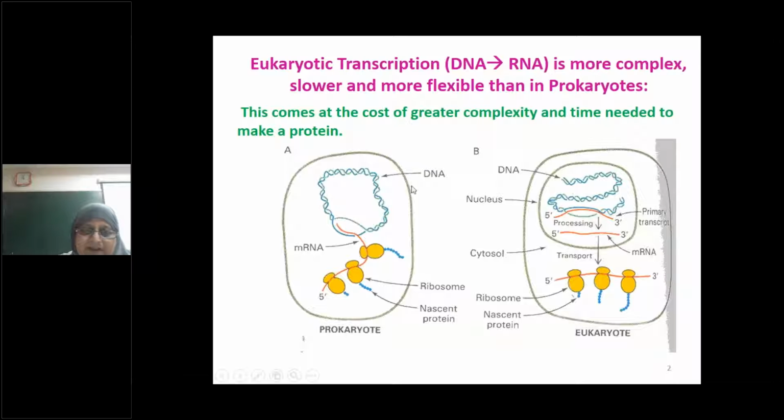So here you can see this is the prokaryotic, where from the DNA there is synthesis of RNA and mRNA and ribosomes, that is, this is the cytoplasm, while here the processing is more in case of the eukaryotes.